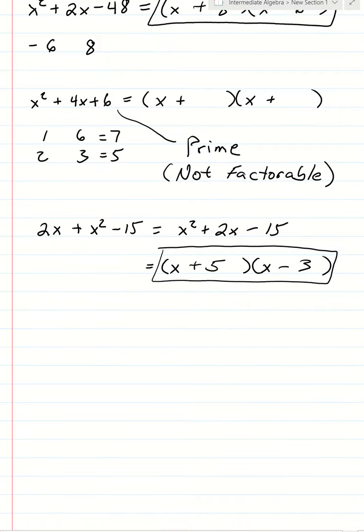For example, let's say we had a 6x squared plus 18x plus 12.